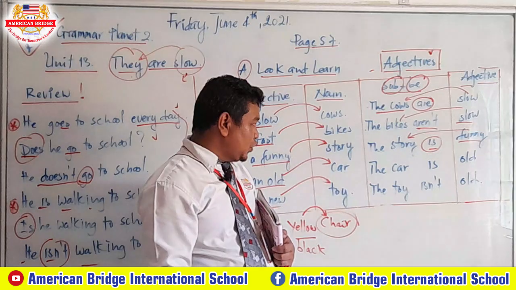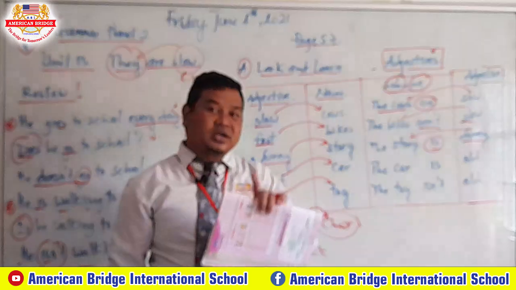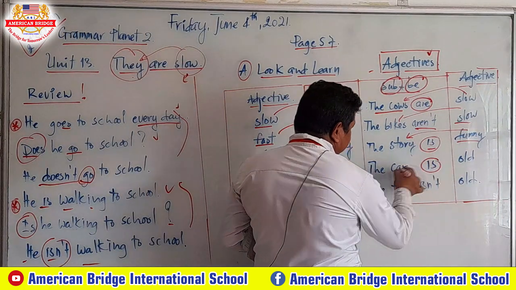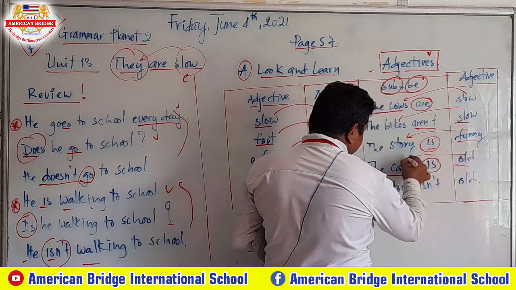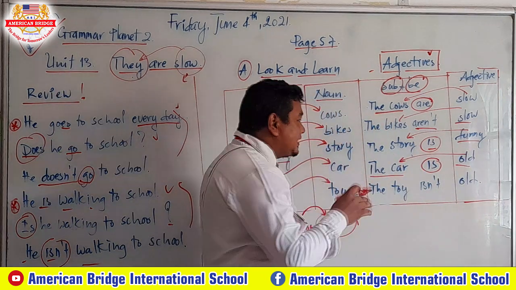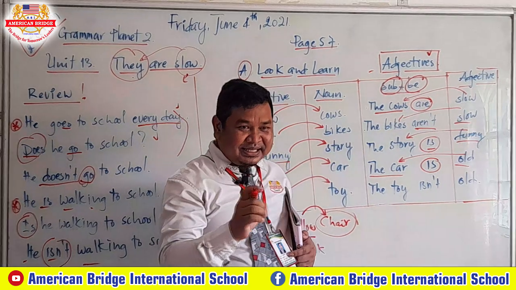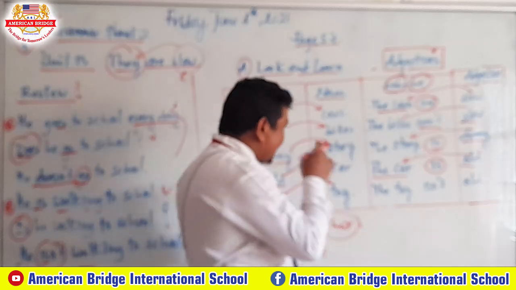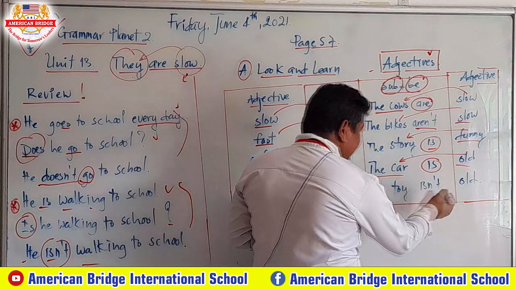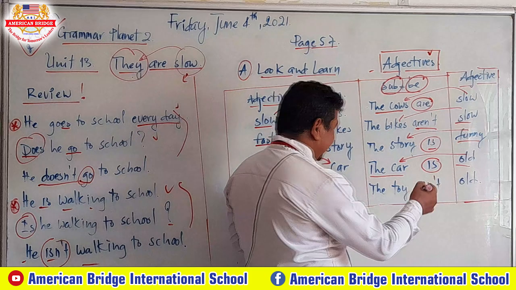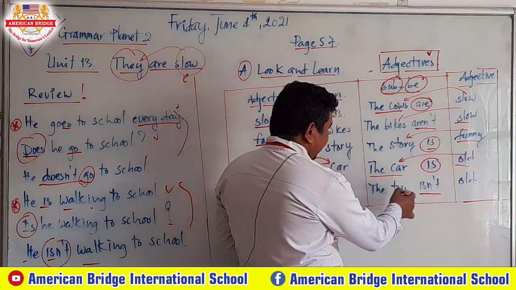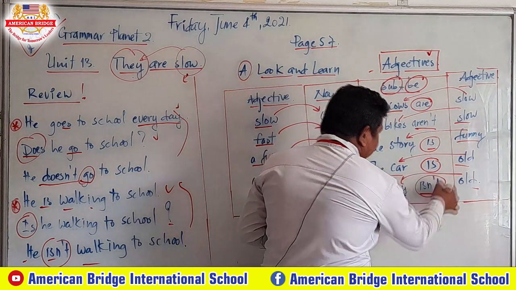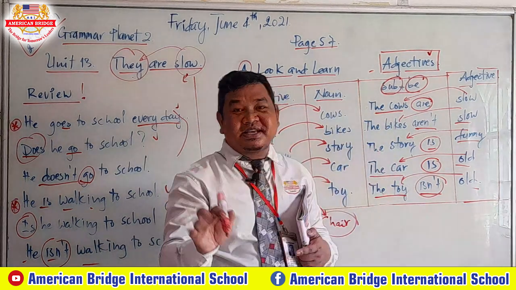And the car is old, can you see? And it is an old car also. So can you see, this is to be, this is the subject, and then old also modifies, describes car. The car is old, so old car, right? Old car, understand? The toy isn't old, means the toy is new, it is a new toy. This is the negative. And then old also modifies toy, but isn't is negative, meaning isn't old means the same as new.